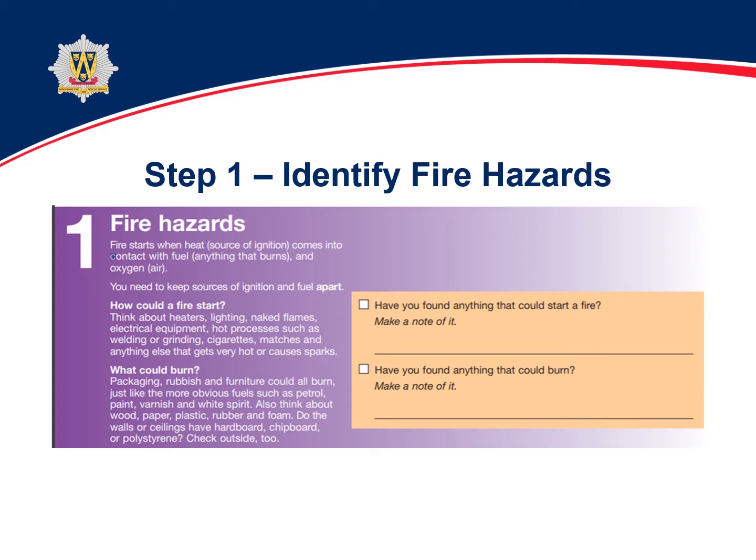So if we start with step 1, identifying the fire hazards. This is about seeing what can start a fire and what can burn. And as you can see from that checklist there, there is a small section for you to make notes on the side if you use that particular checklist.